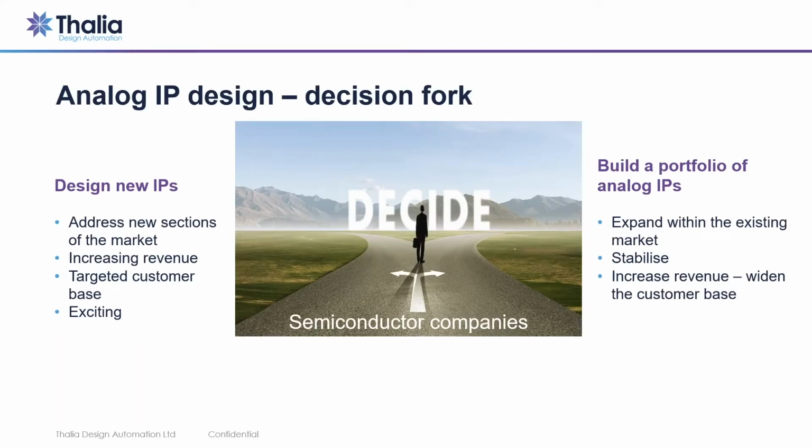So what you see here is a classic decision fork that a number of semiconductor companies face. On the left, you have the need to build new IPs, and on the right, build a portfolio of existing IPs. New IPs are obviously driven to address new sections of the market, dramatically increase the revenue, and obviously it is exciting for designers to work on newer products. Building a portfolio of IPs allows a company to expand within an existing market, stabilize and increase the revenue as well, and widen the customer base.